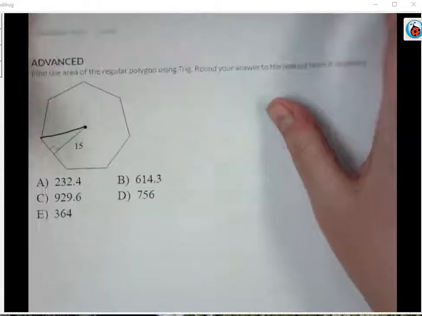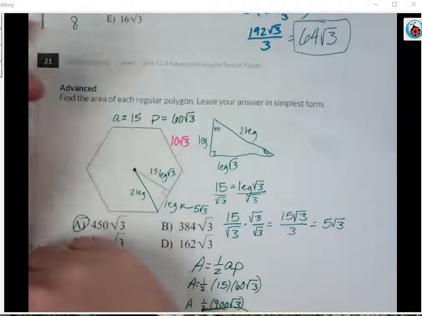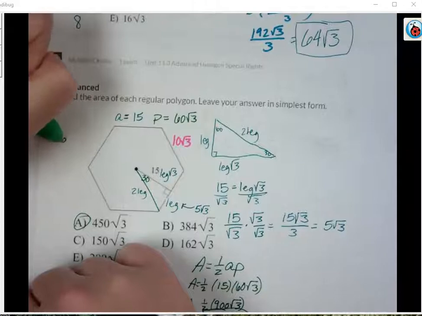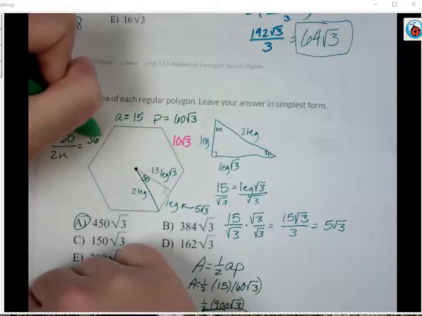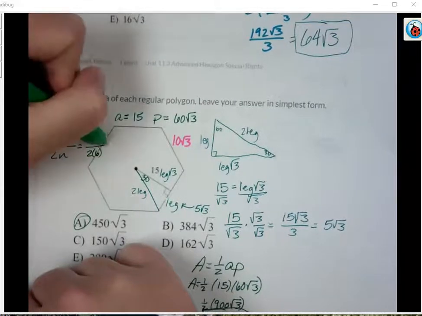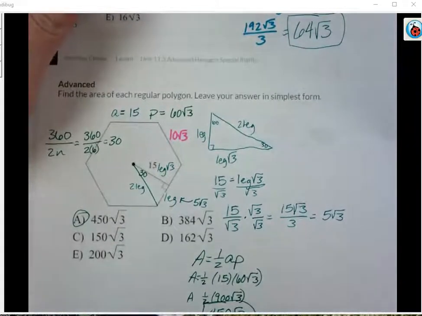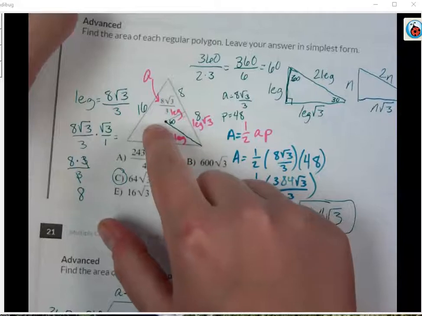Ooh, you know what? I may have skipped over this before. At the beginning of 21, I forgot to mention this. I just went on. You know that this is 30 degrees. How do you know that? Because you have to do the 360 divided by 2 times the number of sides. So 360 divided by 2 times 6 sides. So the central angle is going to be 30. So, yeah, I forgot to say that. But it is a 30, 60, 90 triangle. All hexagons will be 30, 60, 90 triangles. All equilateral triangles will be 30, 60, 90.